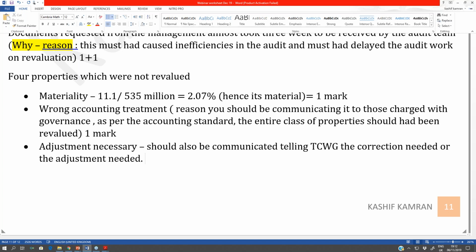So do you believe your non-current assets are materially misstated? Because four properties were not revalued. So the non-current assets are materially misstated for that reason. And that's the reason you're asking management that there is a need to adjust them. There is an adjustment necessary. Wrong accounting treatment, and it has a materiality. See, you're gaining your marks.